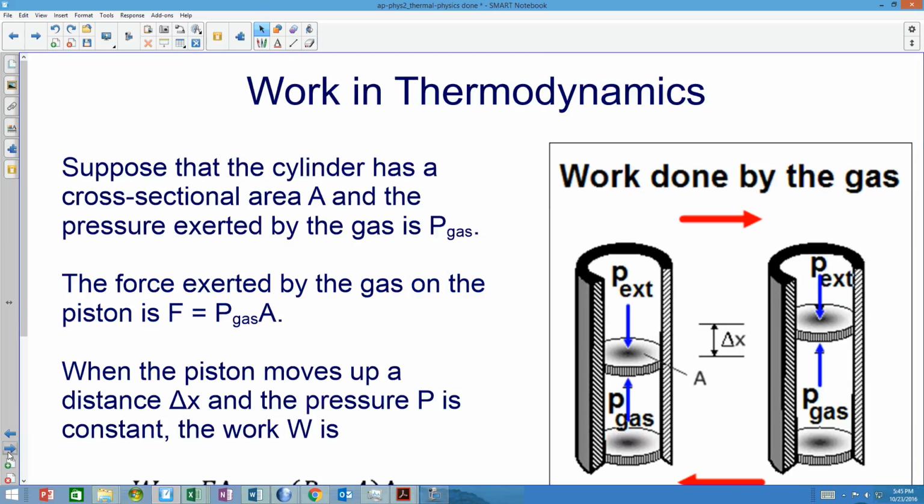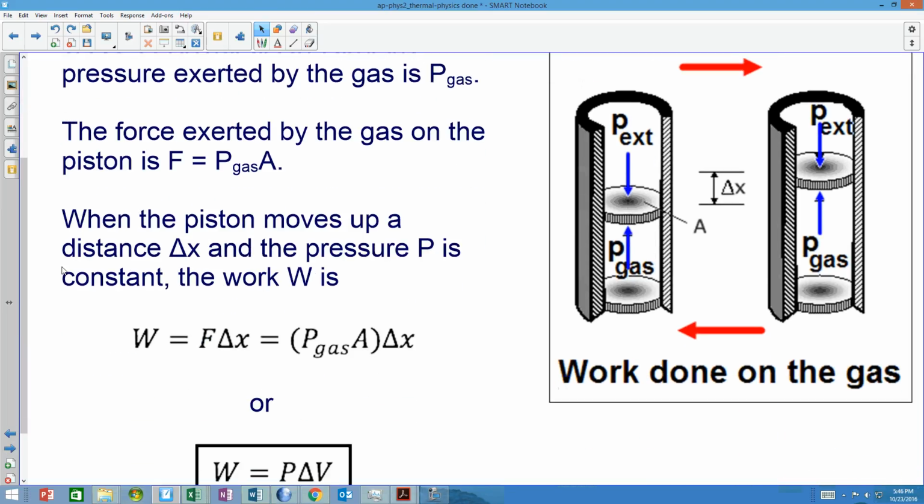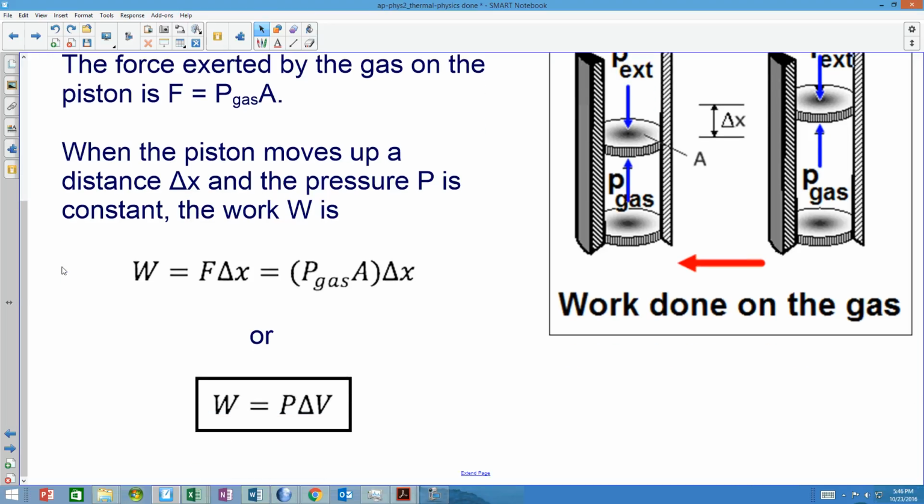Suppose that the cylinder has a cross-sectional area A, and the pressure exerted by the gas is called P sub gas. The force exerted by the gas on the piston is F, which is equal to the pressure of the gas times the cross-sectional area of the piston. When the piston moves up a distance delta x and the pressure is constant, the work W is equal to F delta x, which is equal to the pressure of the gas times the cross-sectional area of the piston times delta x, or work is equal to P delta V.